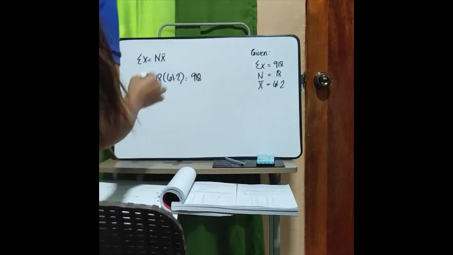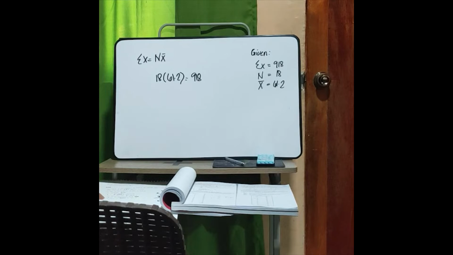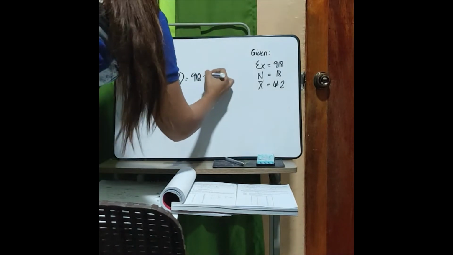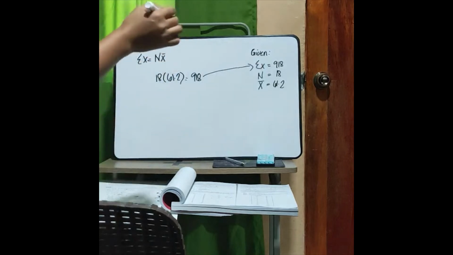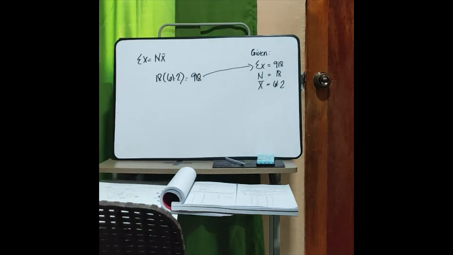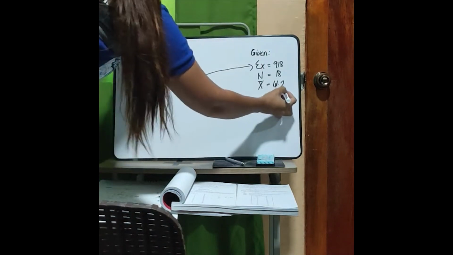918. So, as you can see, the result is equal to the summation of X. Therefore, our mean is correct. Okay?